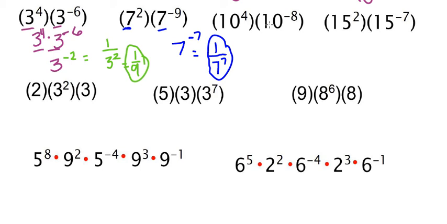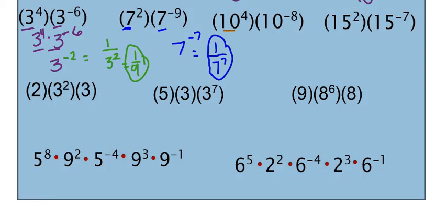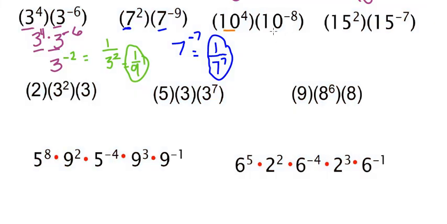When we continue here, now we have a base of 10 each time, and again, you just multiply like bases. So you keep your 10 here. Well, this is 4 added to negative 8. Well, 4 plus negative 8 is going to be negative 4. And again, you cannot leave it as a negative exponent, so you have to rewrite it as 1 over 10 to the positive 4th power.